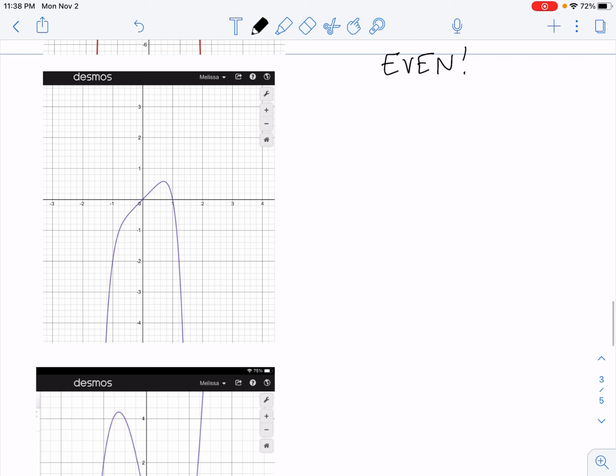All right, now let's look at this weirdo. Do you notice that it doesn't have reflectional symmetry? It doesn't look like it has reflectional symmetry across the y-axis. It doesn't look like it has rotational symmetry about the origin, or that it's been reflected across both the x and y axis. So this is just going to be a big fat neither even nor odd.